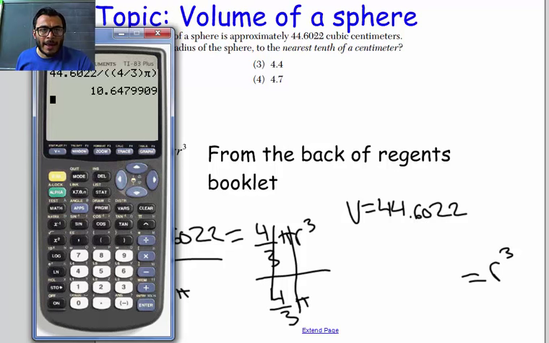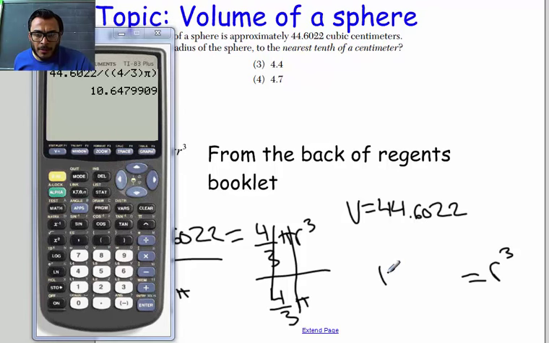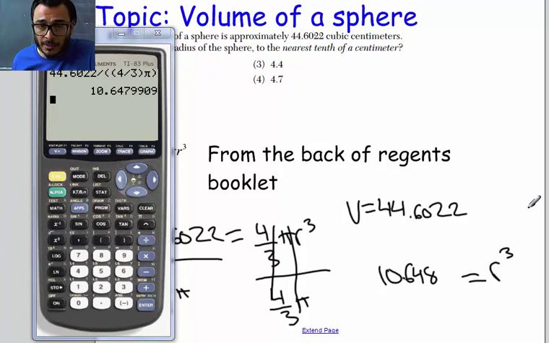I'll go ahead and round that to 3 decimal places just to be safe. So I get 10.648. Now I have to solve for r. So r is being raised to the 3rd power here. So I'm not going to square root both sides, okay? I'm going to cubic root both sides, which is not the same as square rooting.